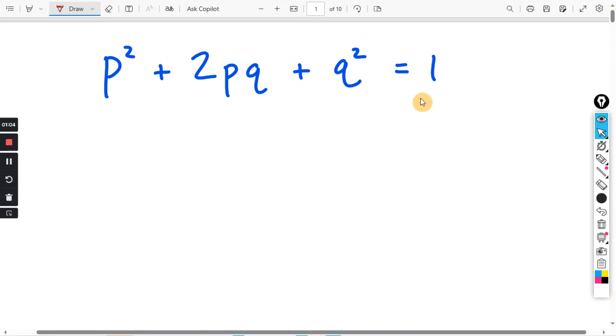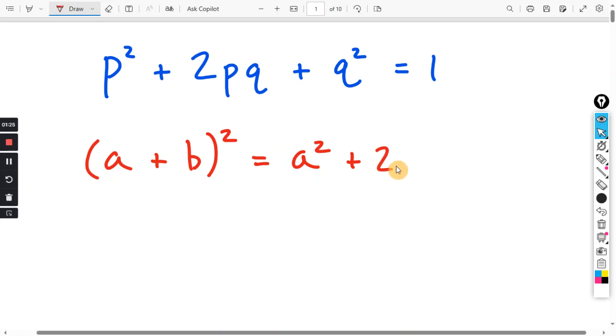All right, you know what? Before I set it equal to 0, I see this is factorable as is. Let's see if we can get somewhere with this here. There's a formula for this here in algebra. If you have a plus b squared, that equals a squared plus 2ab plus b squared. Okay, so that's clearly what we have here, with the a being P and the b being the Q.